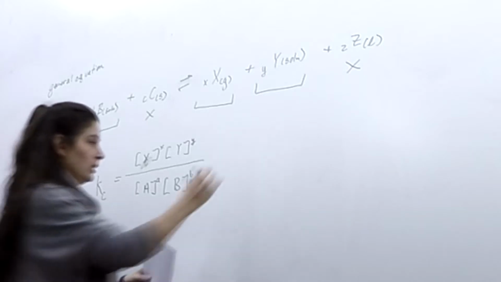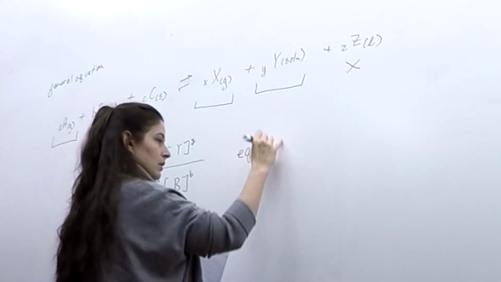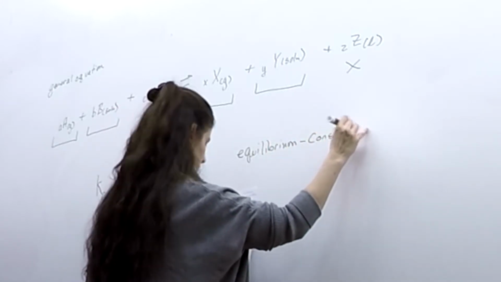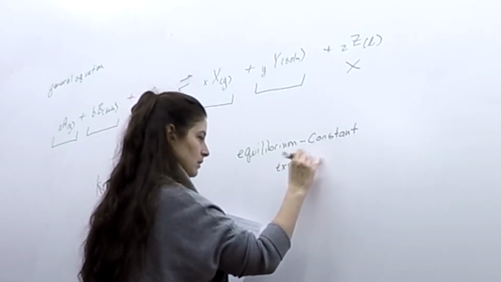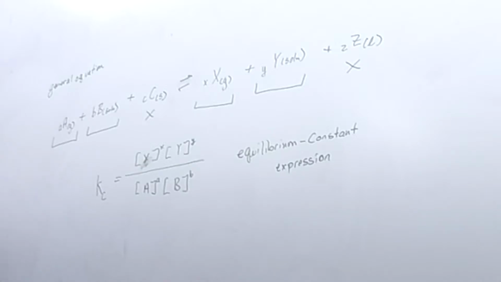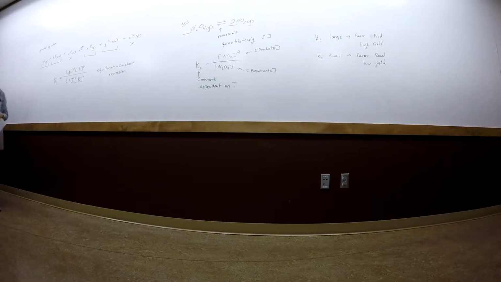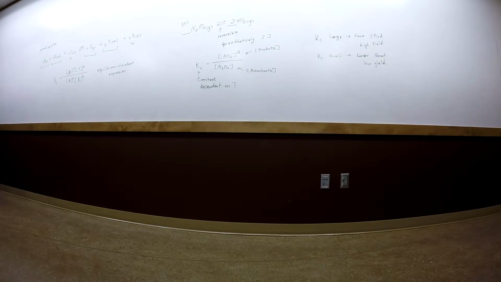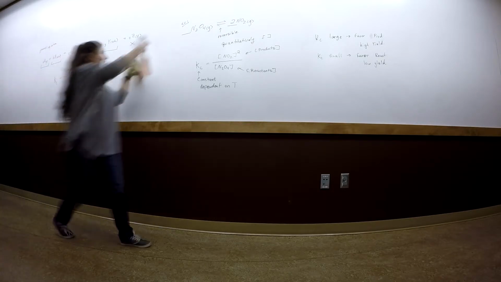This is called the equilibrium constant expression because it expresses the equilibrium constant by ratioing those concentrations. Okay. So how mathematically are we going to determine how to use this equation in a real life situation? How are we going to use this in an example?